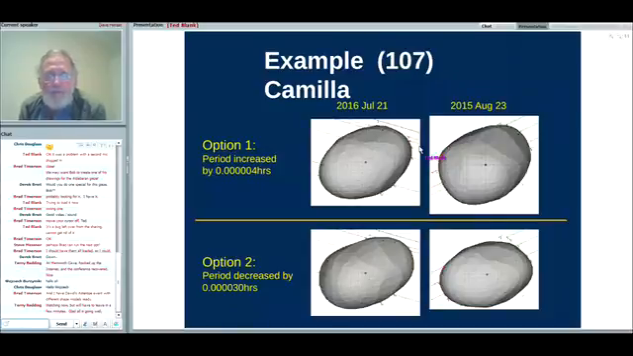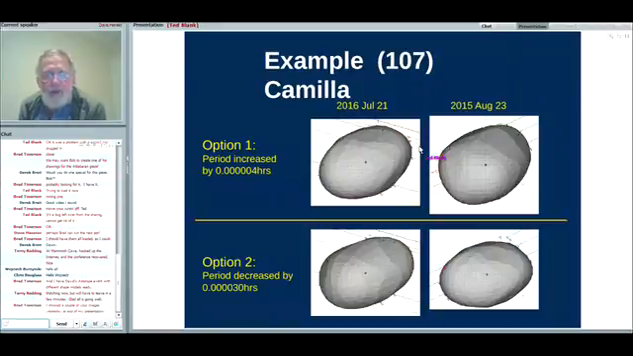The top line is a fit to the chords based on an increase over the published rotation period of the asteroid of 0.000004 hours. That's about 0.01 of a second, I think it is. It's some very small amount, but it's a significant amount. And those two shape models fit the observed chords quite nicely.